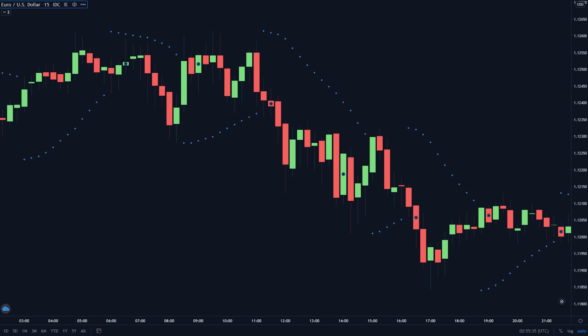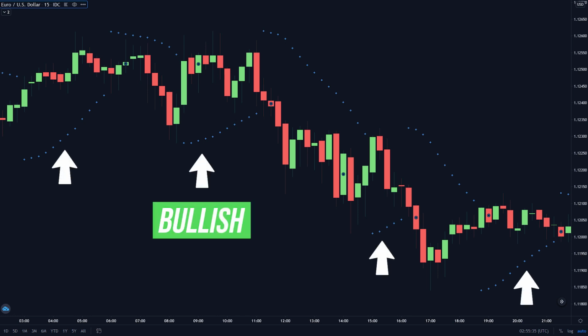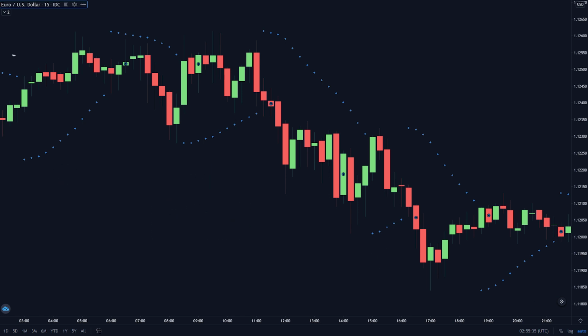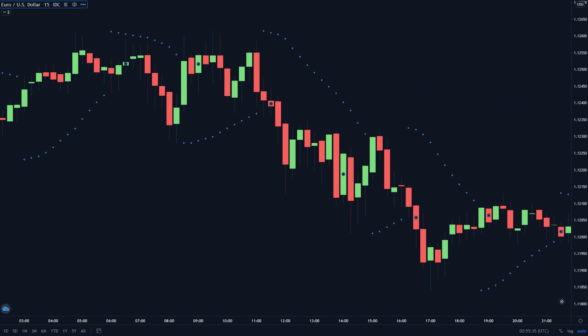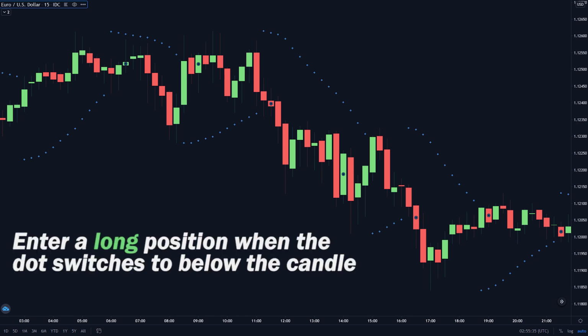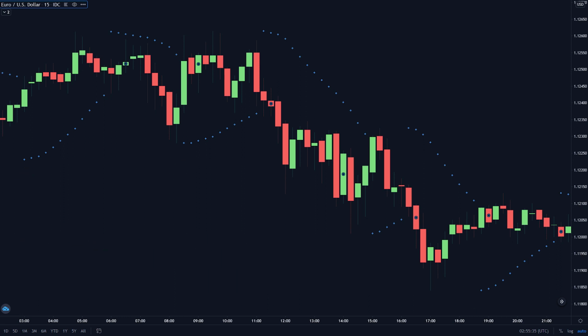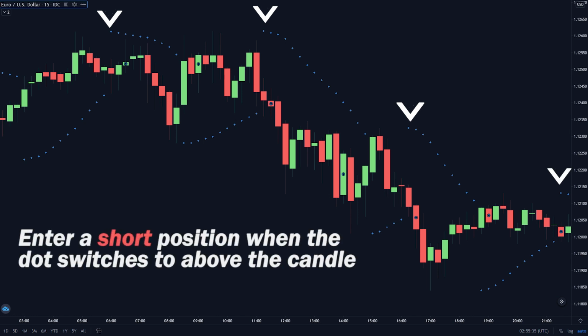How you read this indicator is very simple. If the dots are below the candlestick, it is considered bullish momentum. And if they are above the candlestick, it is considered bearish momentum. Like I said, very simple. A popular way of using the Parabolic SAR is to enter a long position when the dot switches to below the candlestick, and when it switches to above the candlestick, you open a short position.